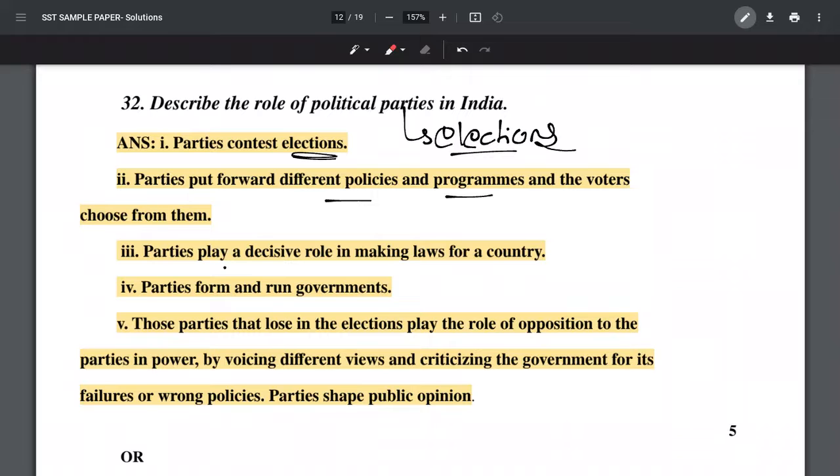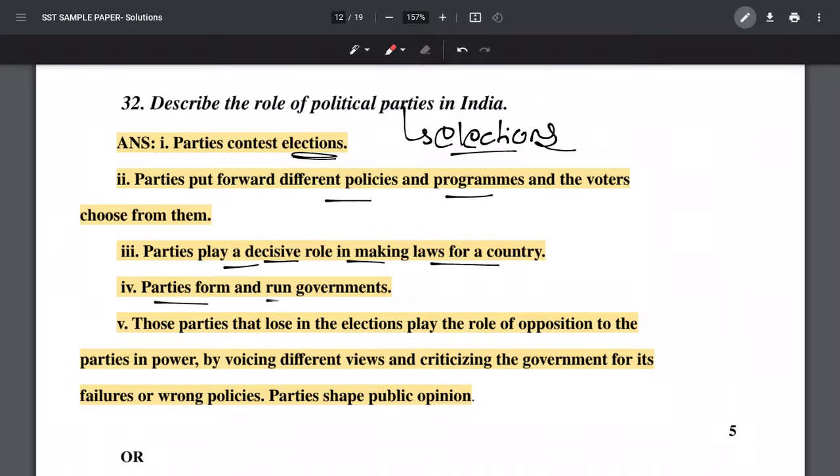Now, third, parties play a decisive role in making laws for a country. So you will say, apart from that, you will say to the teachers also that I will maintain rules and regulations. No one will run here, and no beating, no bullying will happen. I will make sure of that. In the same way, the political parties also say that the laws and rules which we will make will always be for the betterment of the country, isn't it?